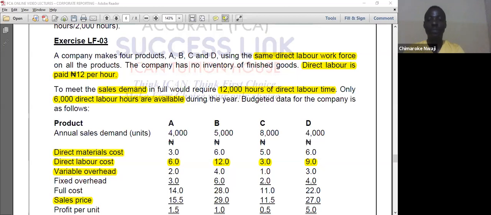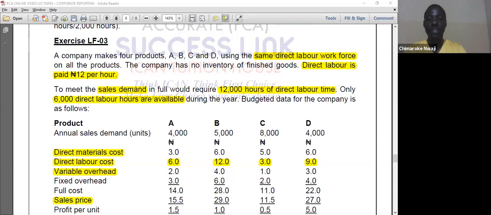from the question, let's get the question again. The question says, only 6,000 labor hours are available. So you got to put that 6,000 here, 6,000 hours under here, so that you find out that you don't exhaust more than 6,000 hours. So you exhaust the whole of the 6,000 hours efficiently. So D, the highest number of sales that we can make in D is 4,000 units, right? But how many labor hours is it going to use?